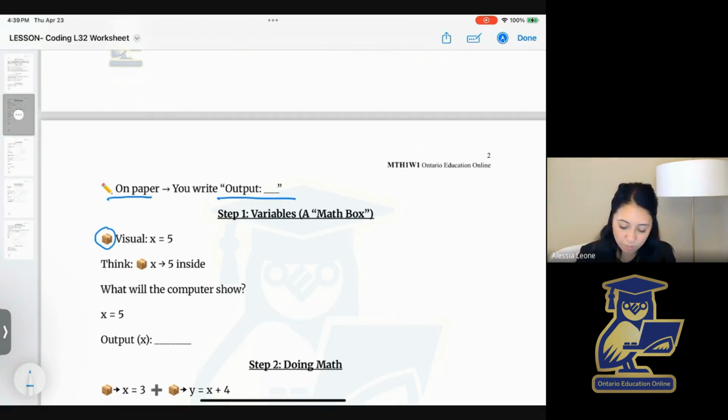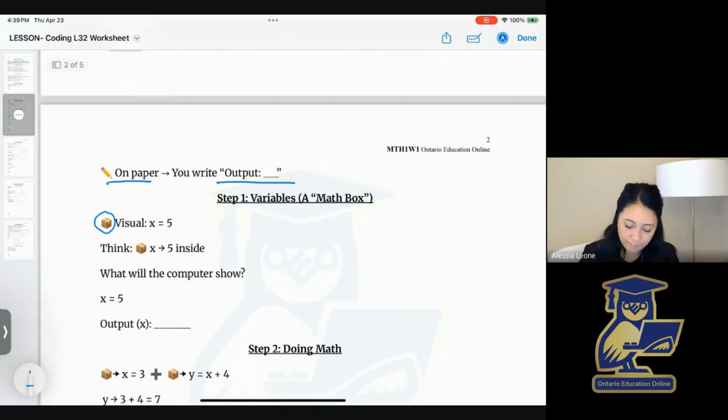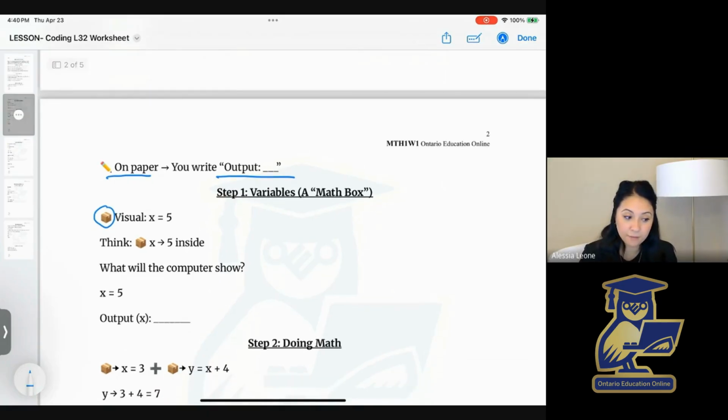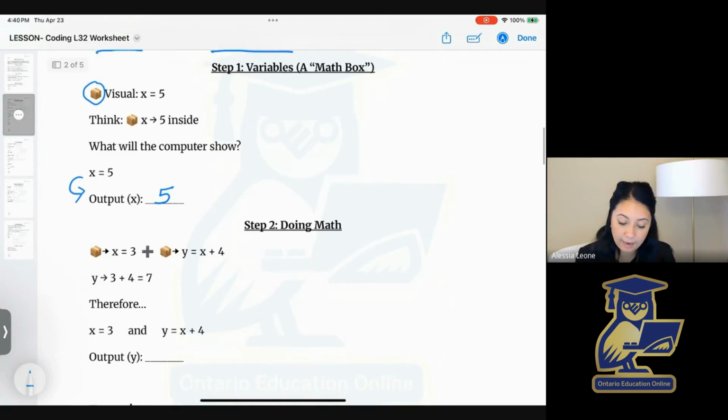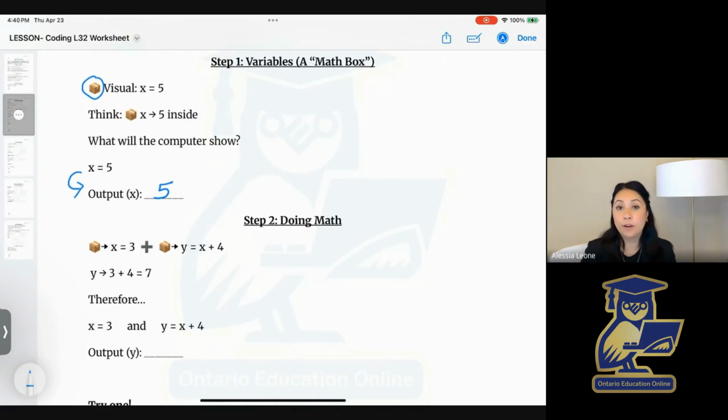So what will the computer show? If X is 5, the way we write it will be output X colon 5. If we want to show X equals 5 in a code, that's how we're going to write it for a code. That's just showing how to write it.